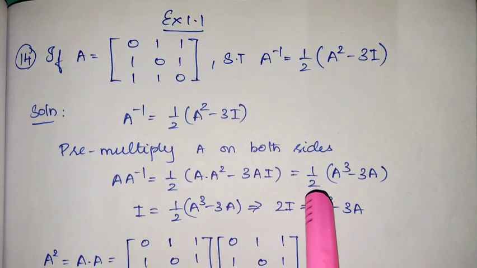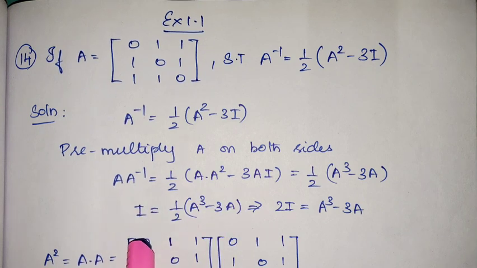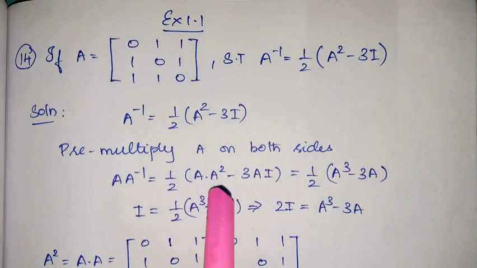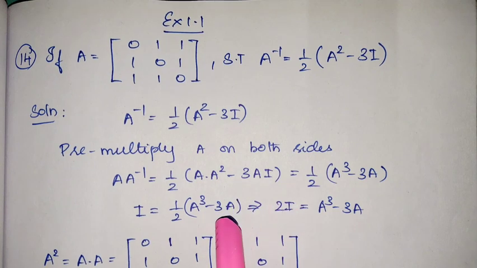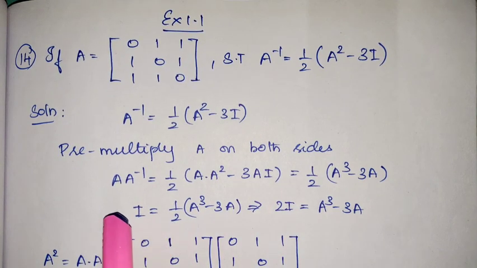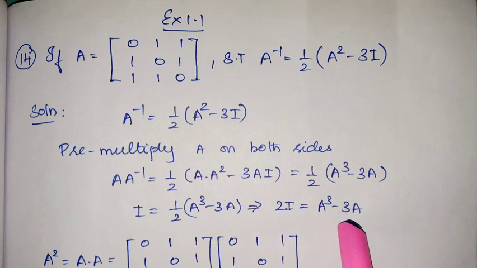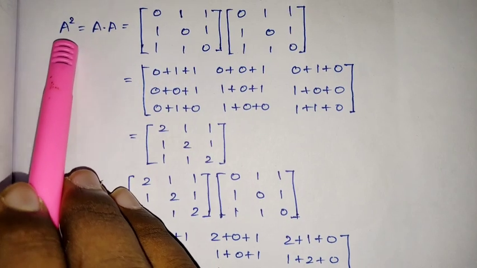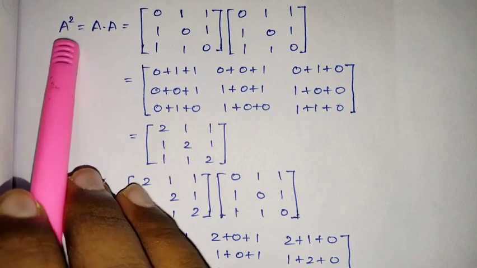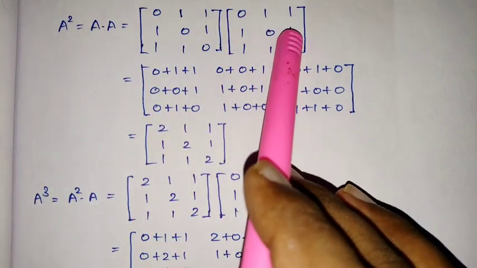A into A inverse is nothing but I, and A into A square is A cube, and A into I is A. Bring this 2 to the left hand side, it becomes 2I which is equal to A cube minus 3A. So we can prove this. Now we are going to find A square, then we will find A cube. A square is A into A, so A matrix into A matrix.